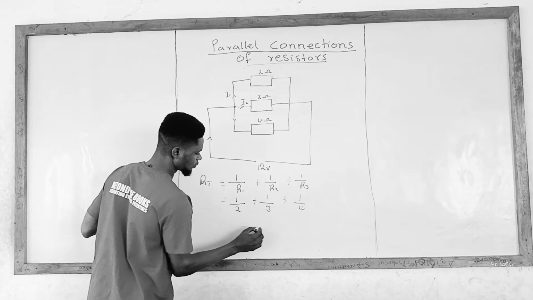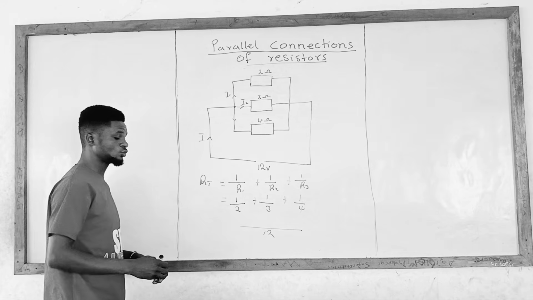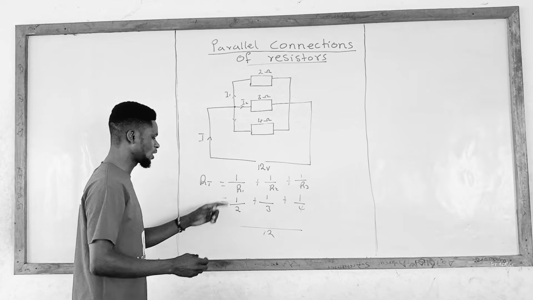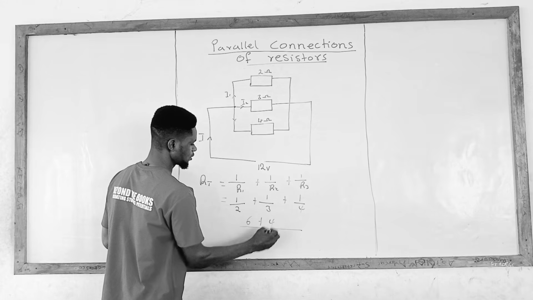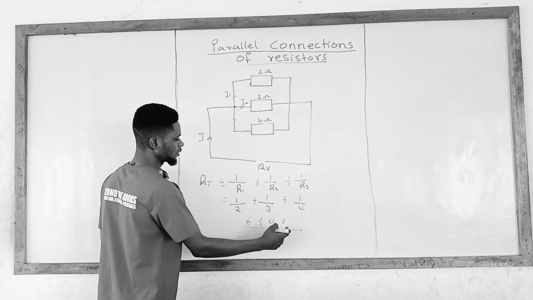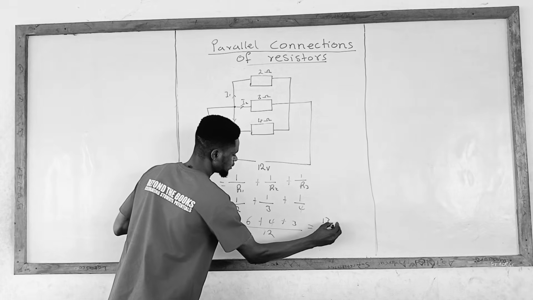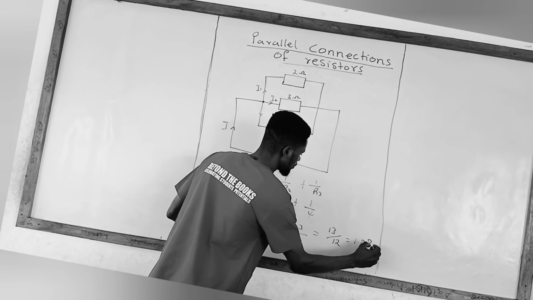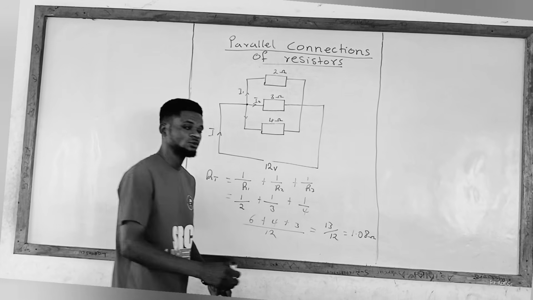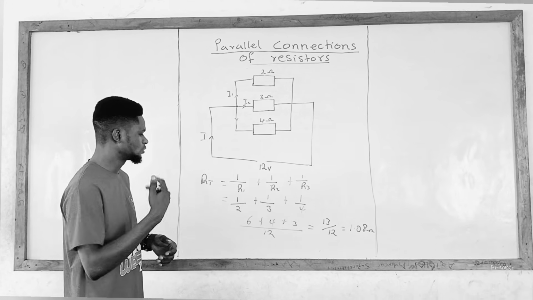So this one is very simple. We just find the common factor here, and the common factor in these numbers is 12. So for 12, 2 can enter 6 times, 1 times 6 is 6. Plus 3 can enter 4 times, 1 times 4 is 4. Plus 4 can enter 12, 3 times, 1 times 3 is 3. So this is equal to 13 divided by 12, which will give us 1.08 ohms, because we are looking at the total resistance, 1.08 ohms.